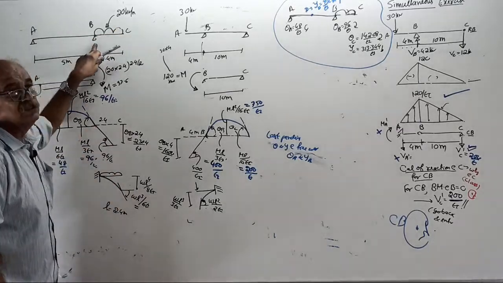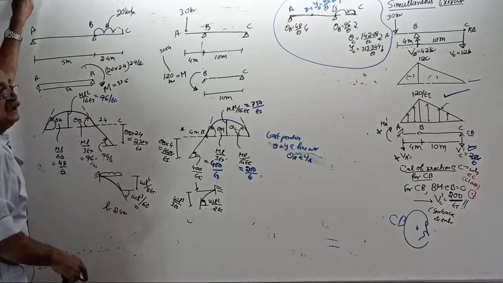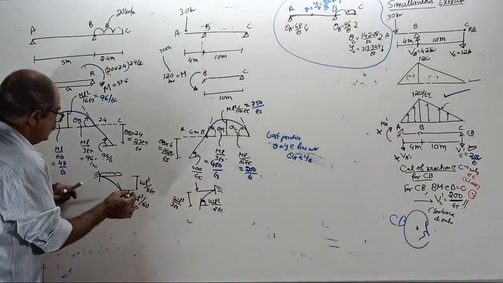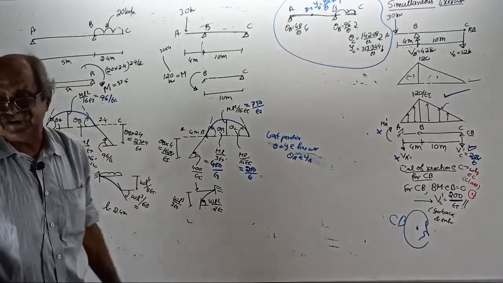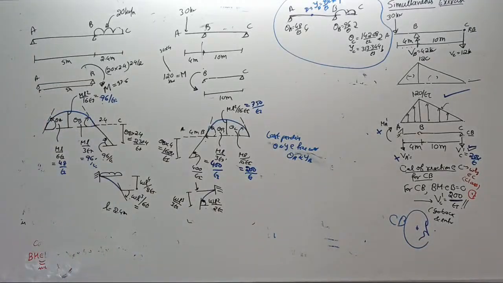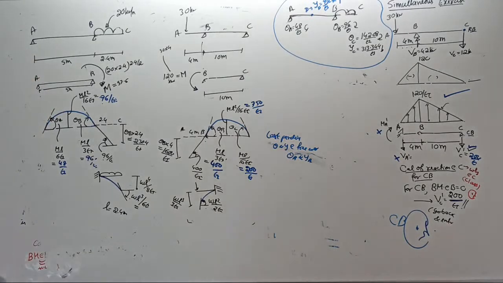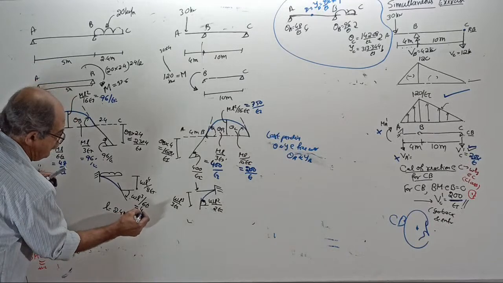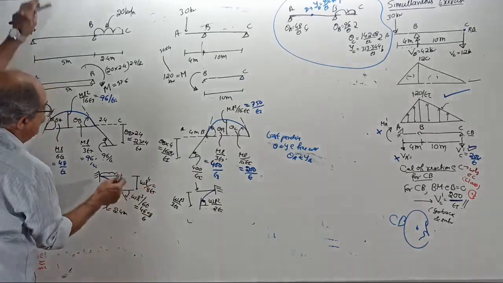Whatever slope is there is already accounted for. Now zero slope, because there is no further slope. Therefore, cantilever: 20 into 2.4 cube by 6. Answer. Don't give the wrong answer. 46.08 by EI. Tell this deflection.